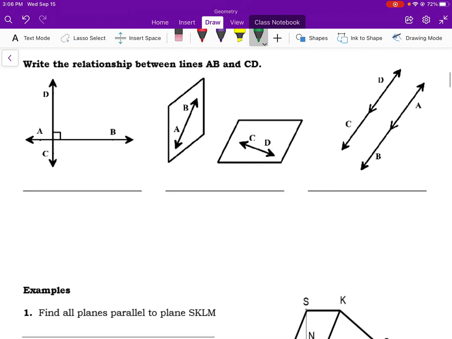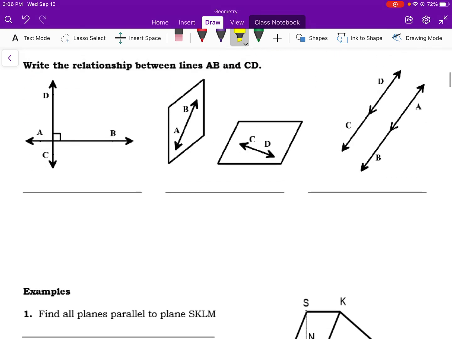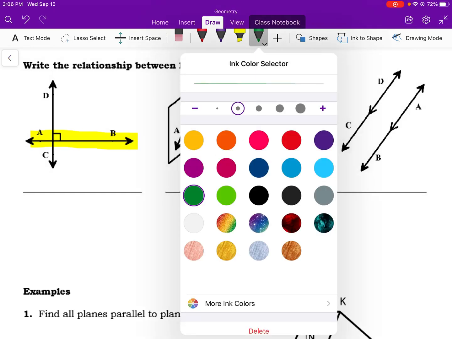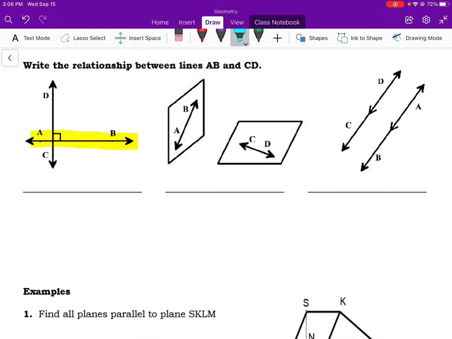So now we're going to look at a few scenarios where we're going to write the relationship between lines AB and CD. So if I highlight here's line AB, comparing this to line CD, these two lines, notice that we have this little box here. So if they're intersecting at a right angle, these would be perpendicular. So we're just classifying based on how they relate to one another.